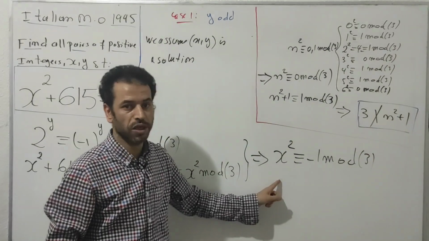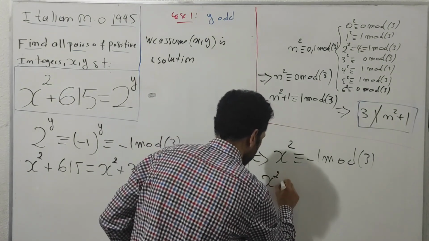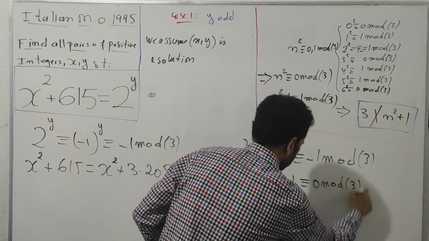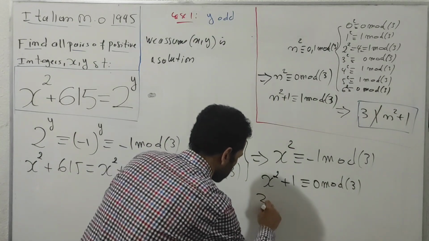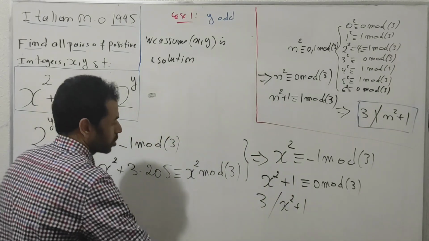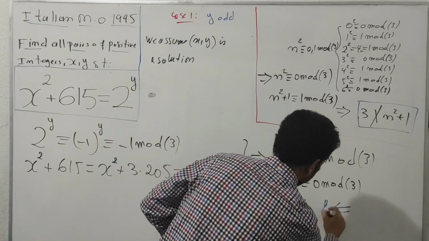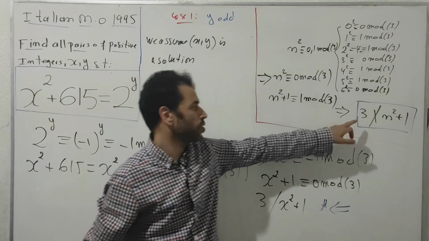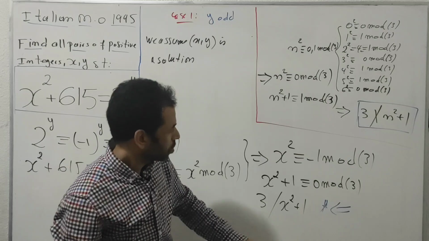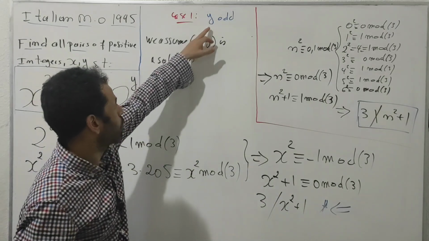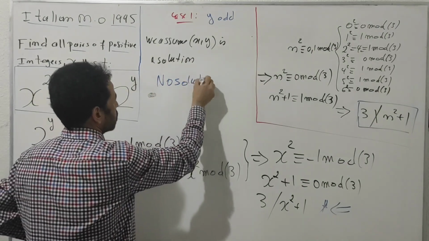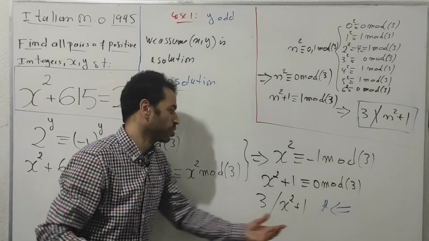By taking minus 1 to the left hand side of this equation, we'll get x squared plus 1 is congruent to 0 mod 3. This is telling us 3 divides x squared plus 1, which is a contradiction, which is impossible, because we already proved 3 does not divide x squared plus 1. So that means we have no solutions when y is an odd number. No solutions because of this contradiction.